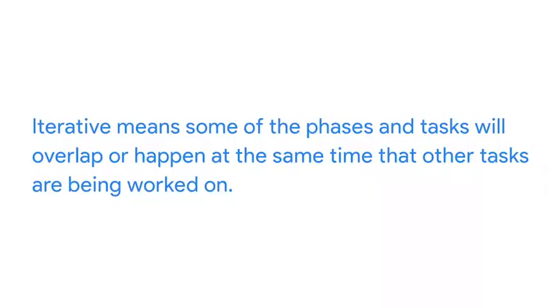Using this type of linear project management approach, you complete each step in order, stick to the agreed upon specific results, and are able to deliver just what the client ordered. For a project like producing a new show for a television company, on the other hand, it might be more effective to use a methodology that uses an iterative, more flexible approach, where some of the phases and tasks will overlap or happen at the same time that other tasks are being worked on.